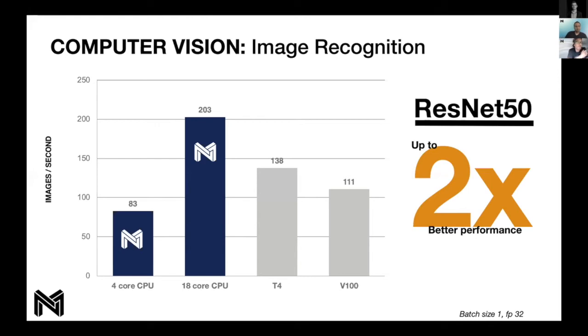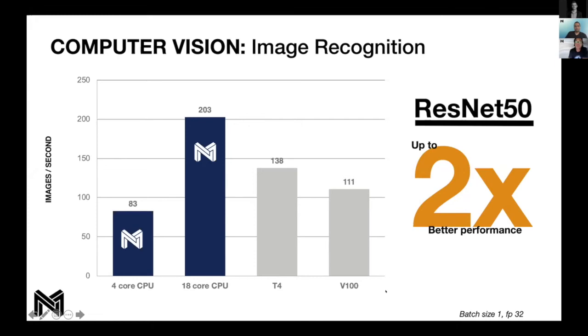When we think about performance comparisons, we think of it on two metrics. The first is pure performance. What you see here is raw performance in images per second on a classification model, ResNet 50, very familiar to this audience. What we're comparing here is Neural Magic deployed on a 4-core CPU, and Neural Magic deployed taking advantage of an 18-core CPU, all the cores. We're comparing that against the T4 inference chip from NVIDIA and the V100 from NVIDIA. This is batch size one and FP32. The 18-core does up to 2x better than these options, but even a 4-core is almost as fast in batch size one as a V100.